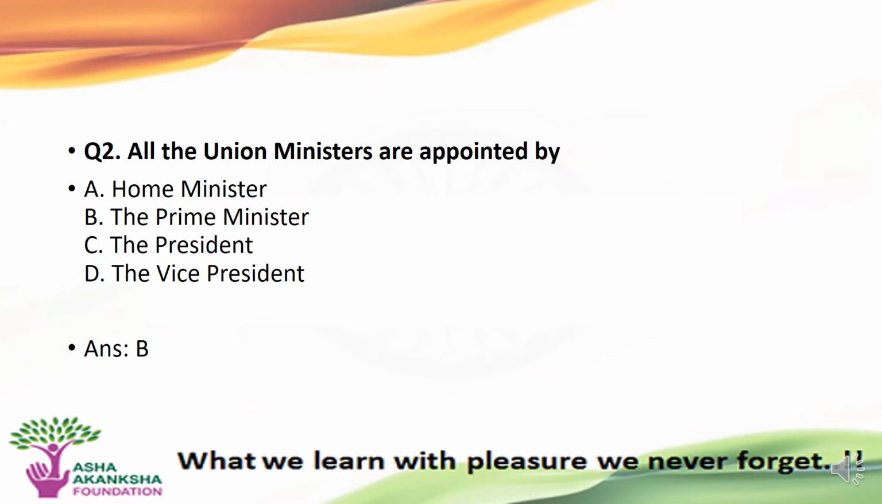The next question is: all the Union Ministers are appointed by whom among the following? Options are A. Home Minister, B. The Prime Minister, C. The President, D. The Vice President. The correct answer to this question is option B. That is, the Prime Minister.